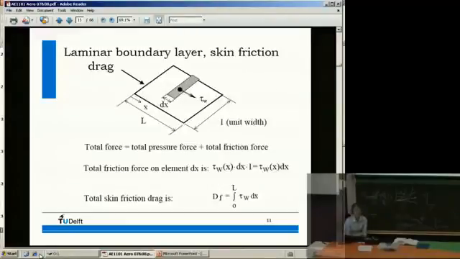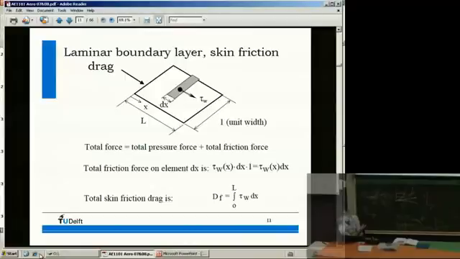Now what we're interested in is the friction drag on this flat plate. The friction drag depends on the friction shear stress, where we have a relation from laminar boundary layer theory. I'll give it in a minute. That friction force changes, so the shear stress changes along the plate. The shear stress at the leading edge is different from the shear stress at the trailing edge.